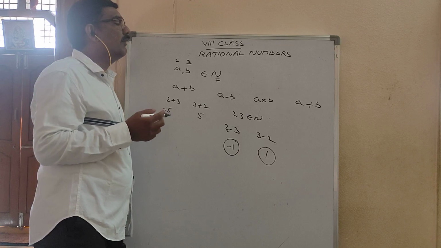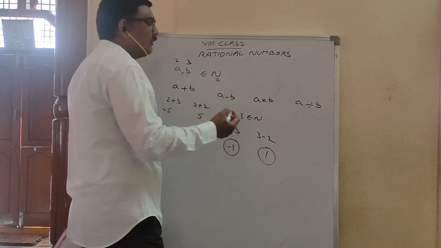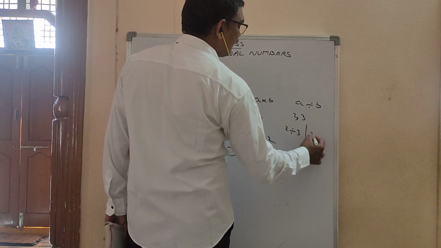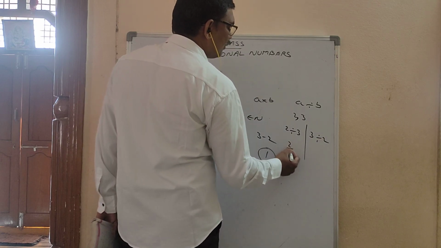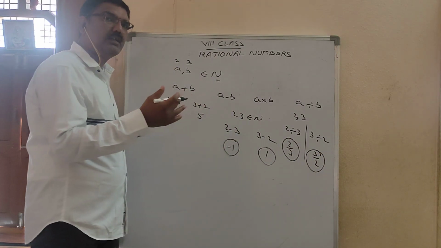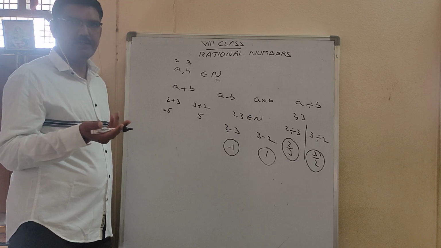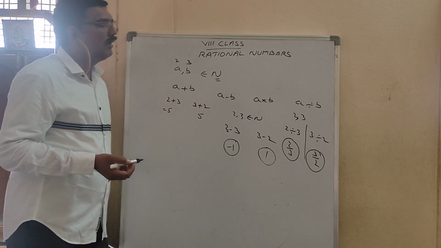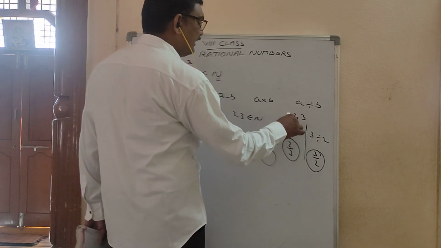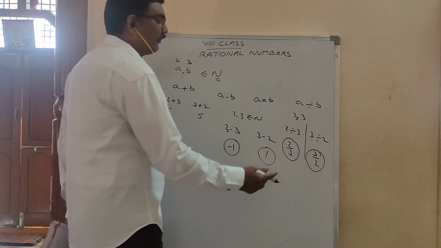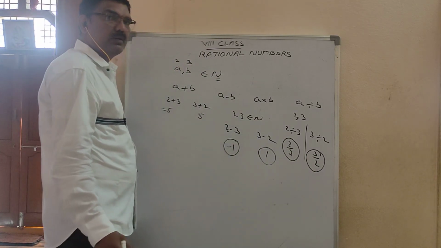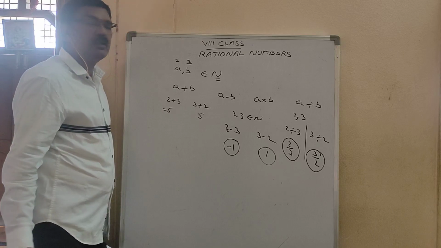But if you do division, you are taking 2 comma 3. First you have to perform 2 divided by 3, next you have to perform 3 divided by 2. It is 2 by 3, it is 3 by 2. Both are the same or different? They are different. In 3 by 2, the numerator is greater than the denominator. Here the numerator is smaller than the denominator. Is it improper or proper? 2 by 3 and 3 by 2.